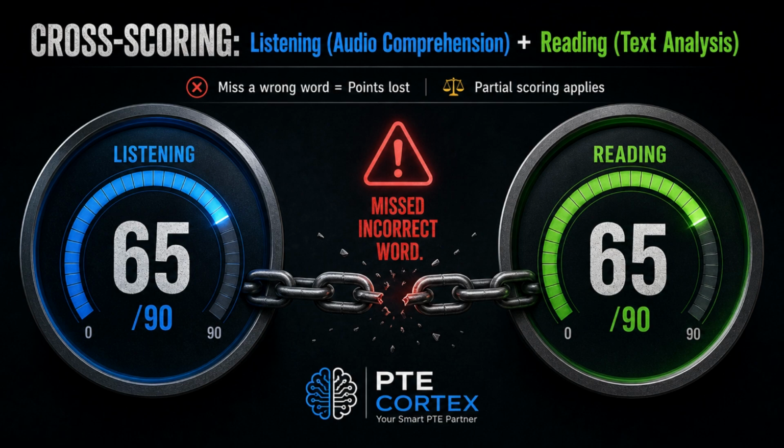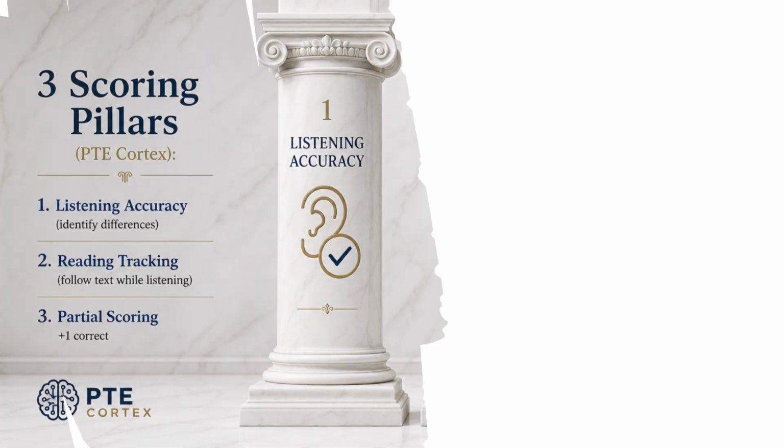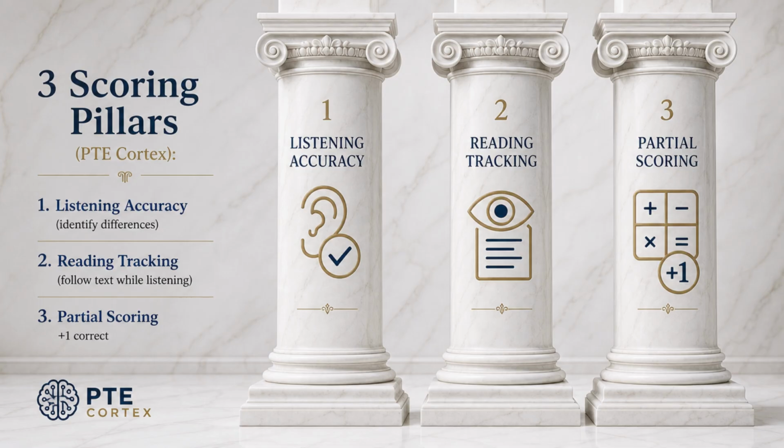PTE Cortex tracks your ability to identify incorrect words while reading and listening simultaneously. PTE Cortex AI evaluates your highlight incorrect words response on exactly 3 things. Number 1. Listening accuracy. Did you correctly identify the words that differed from the audio? Number 2. Reading tracking. Did you follow the text while listening? Number 3. Partial scoring. You get +1 for each correct selection, but you lose -1 for each incorrect selection, so you must be careful. Guessing randomly can reduce your score. Let's break down each pillar specifically for HIW.